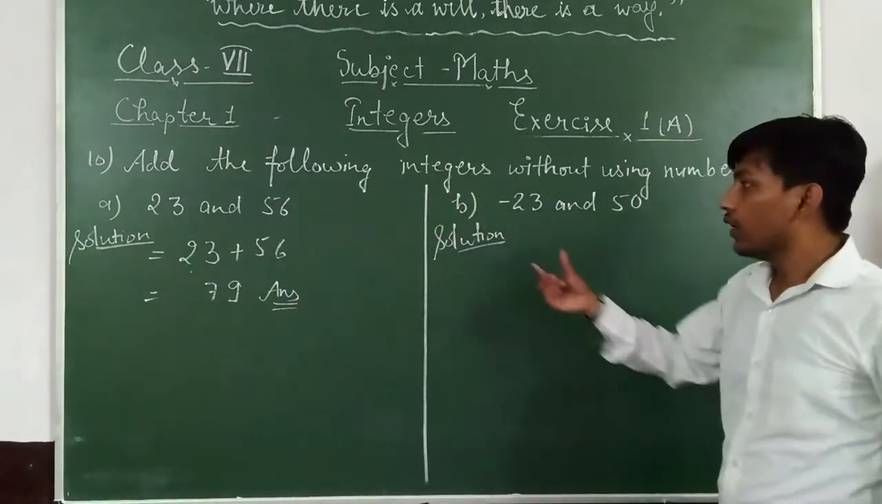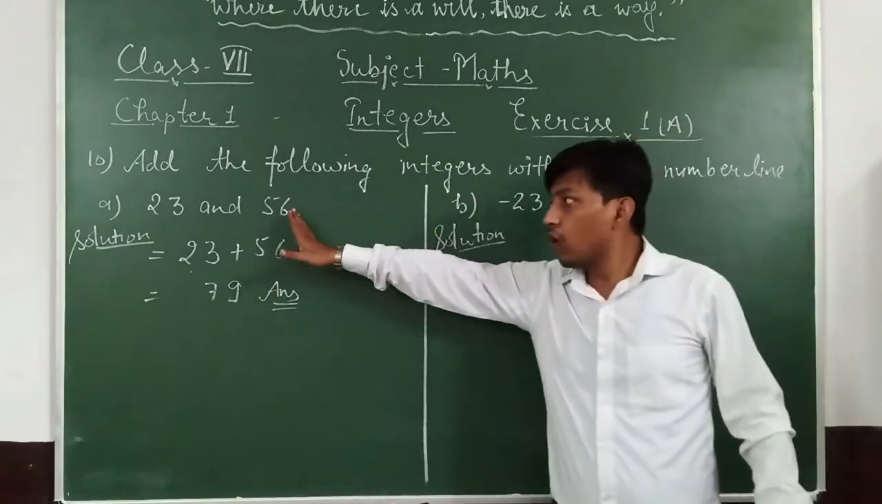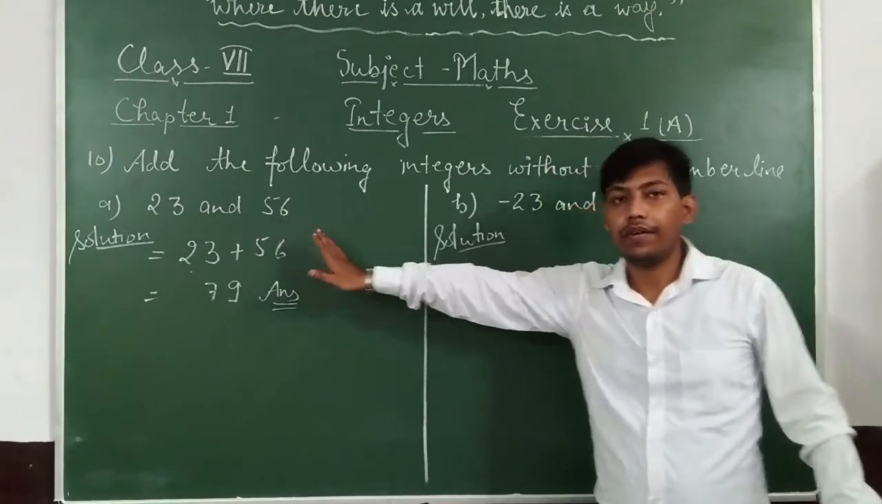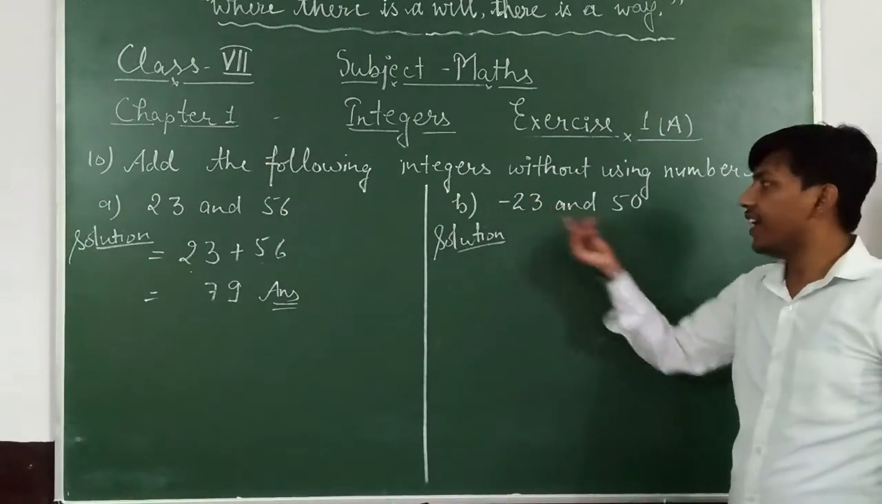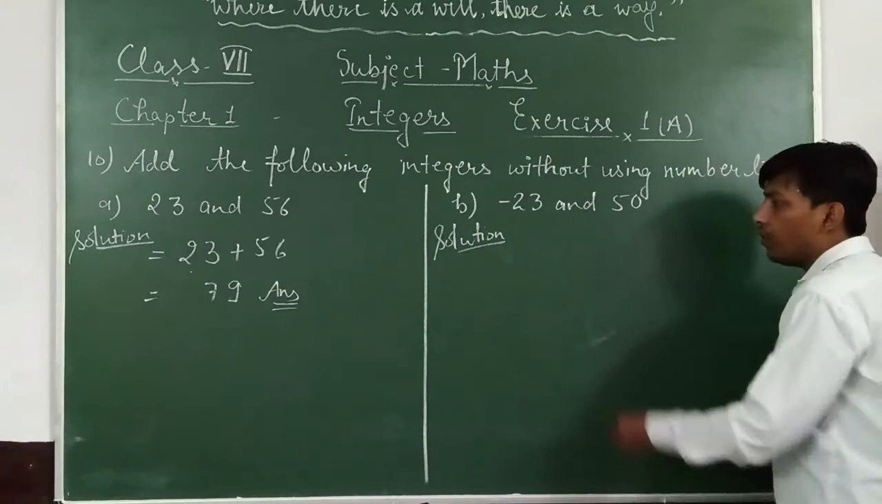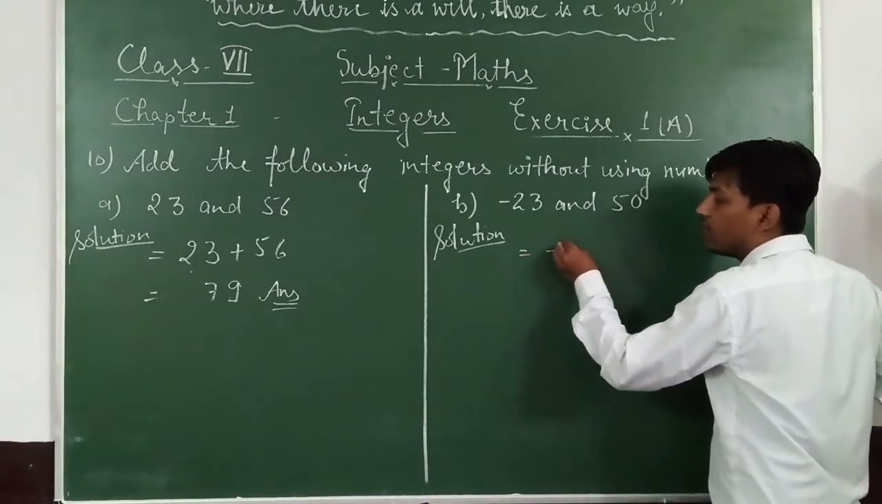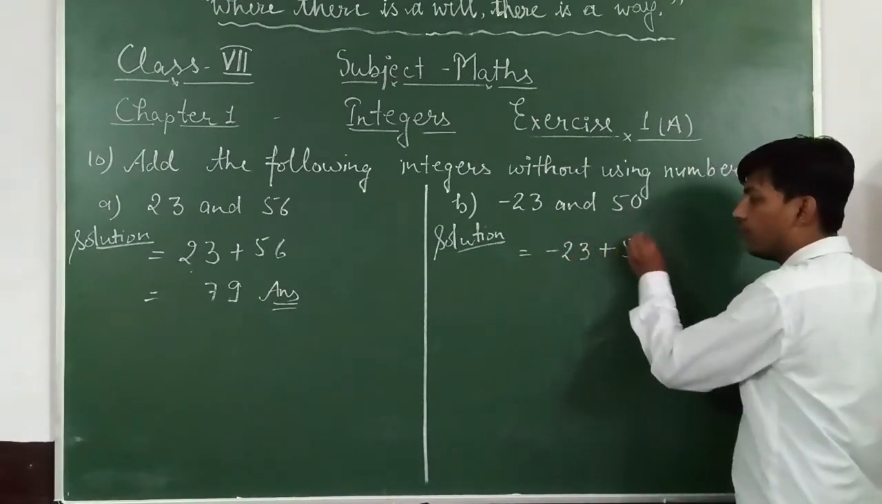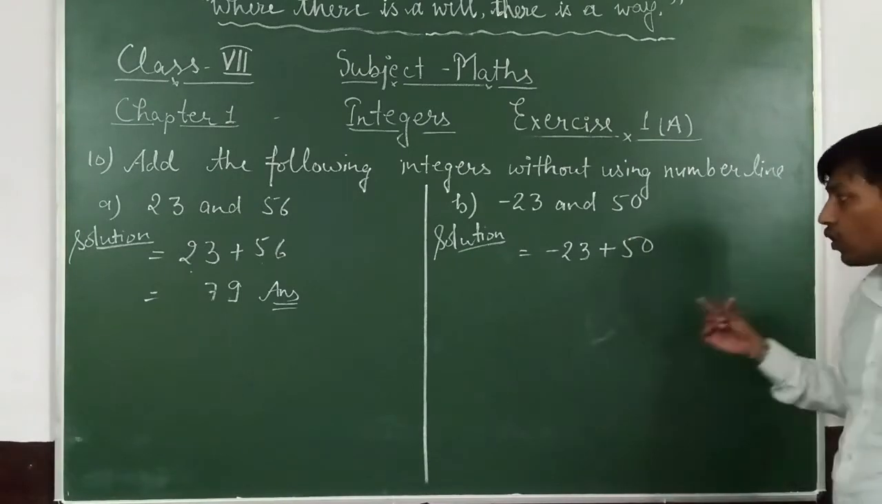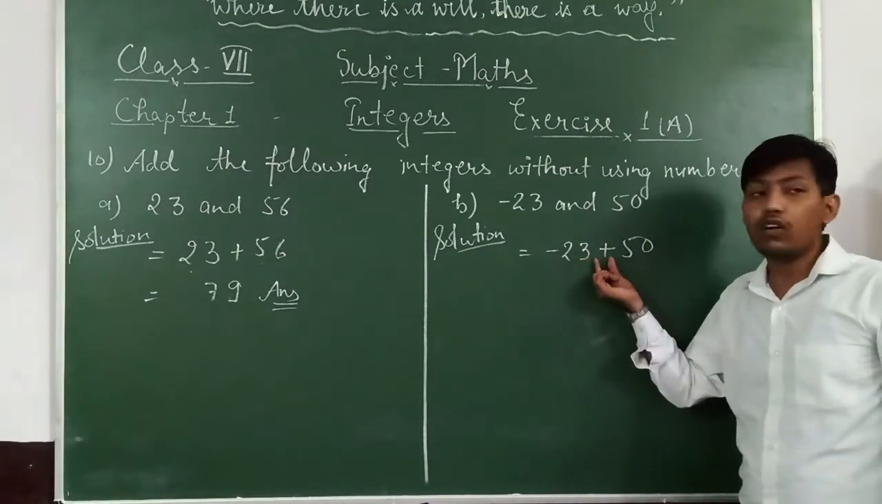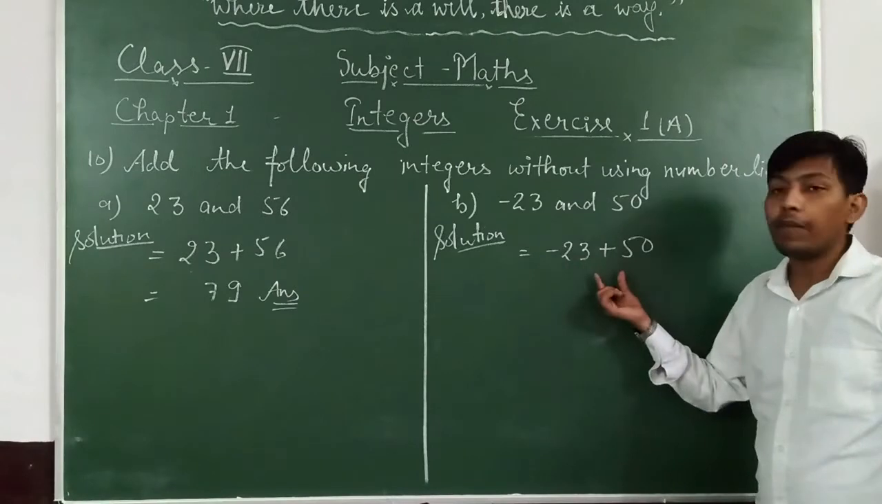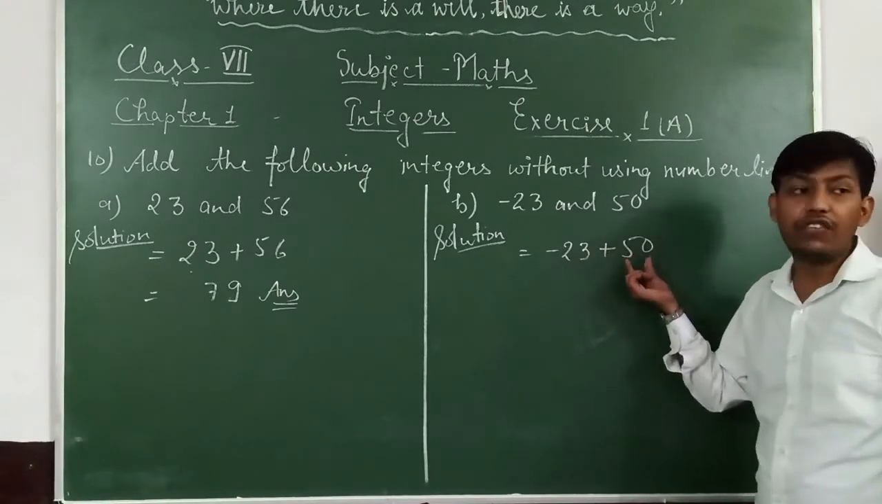Now in the first part, both integers have the same sign, but in the second part, one is negative and one is positive. So add -23 to 50. So now compare sign. Minus sign and plus sign gives minus sign. So 23 minus 50.